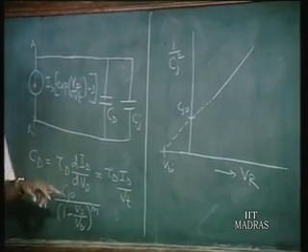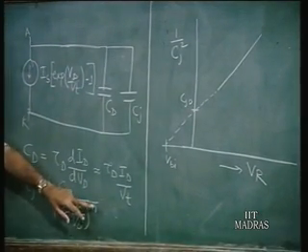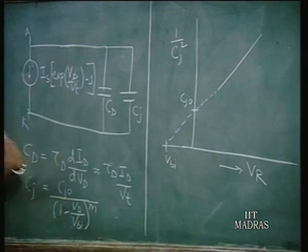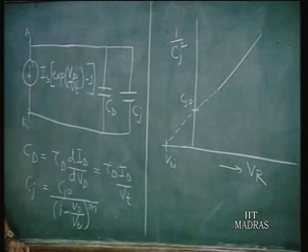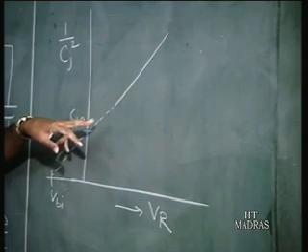The problem is you actually do not know, if you are just given a diode, whether M is going to be half or 1/3. So, maybe if you do this experiment, you may find that this is not a straight line, then you have a problem on your hands.